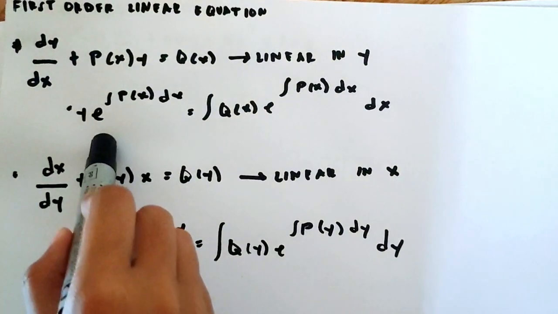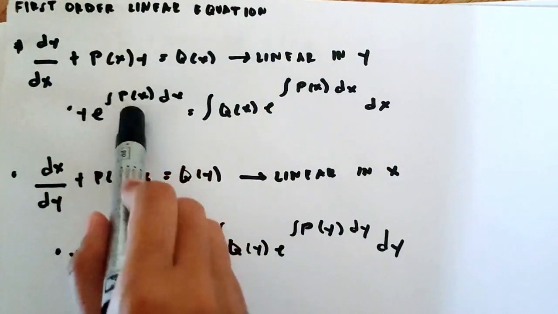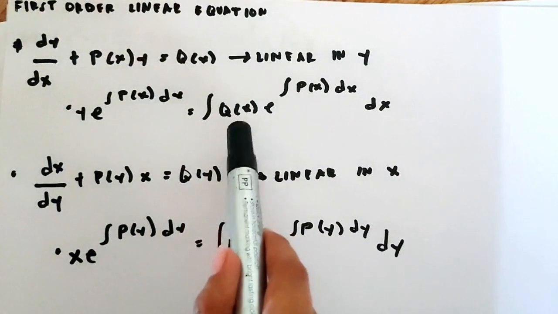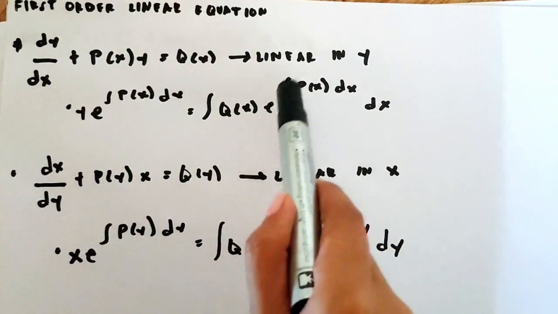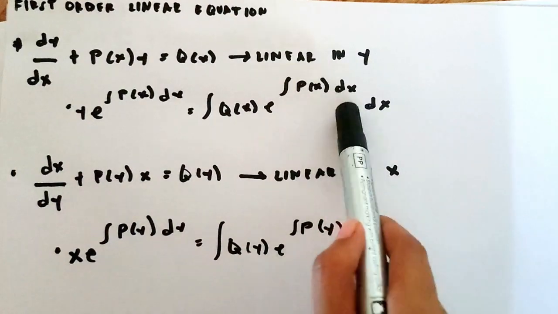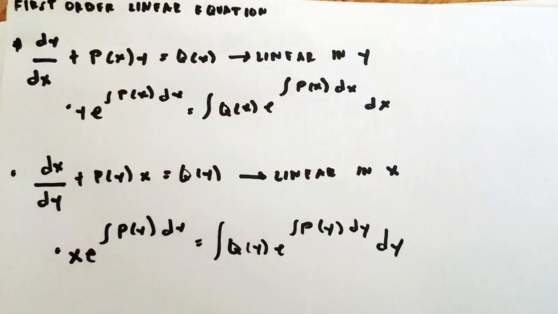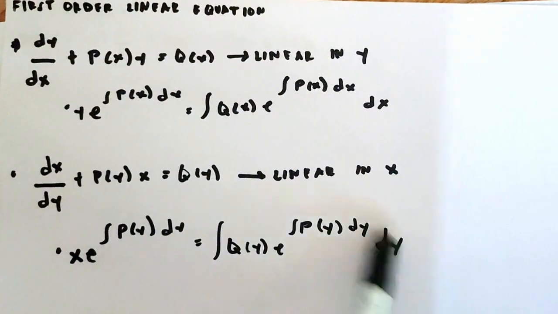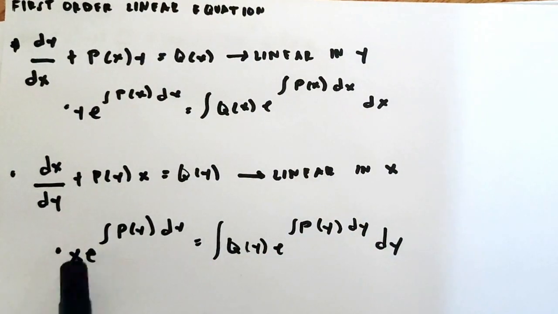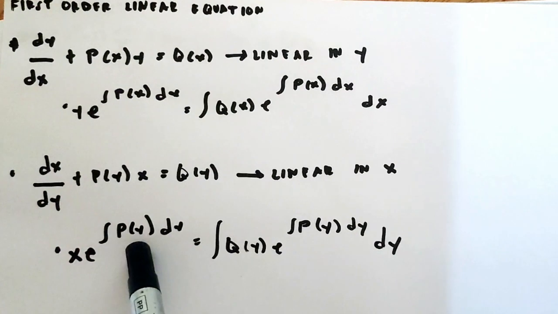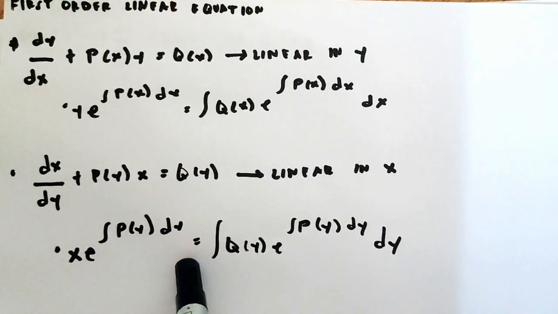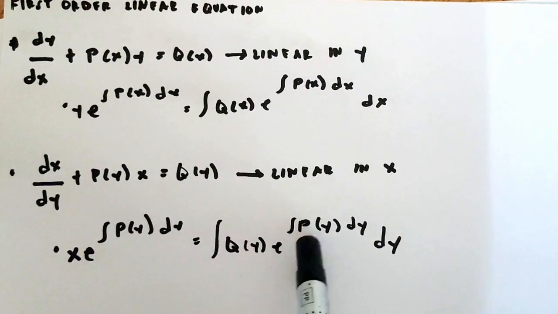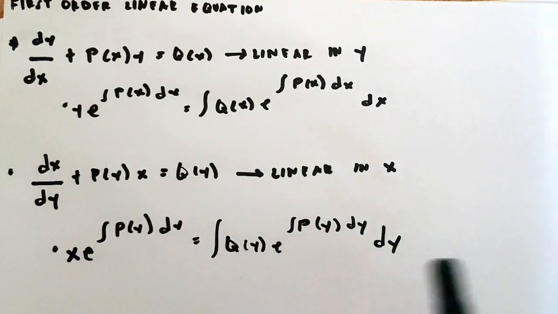Y e raised to the integral of p of x dx is equal to the integral of q of x e raised to the integral of p of x dx, dx. While if it is linear in x, we can also use this formula: x e raised to the integral of p of y dy is equal to the integral of q of y e raised to the integral of p of y dy, dy.